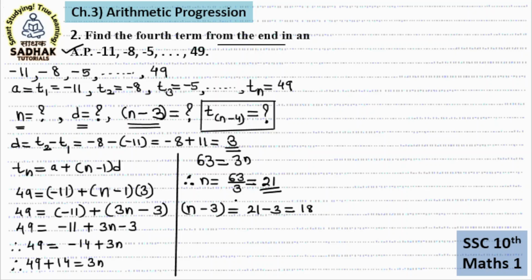Now we have got n minus 3 as 18. Now we have to find T n minus 3. What we have to find out is T n minus 3.